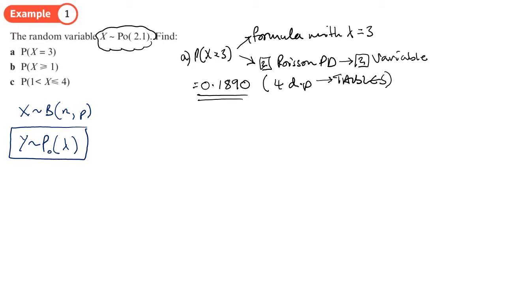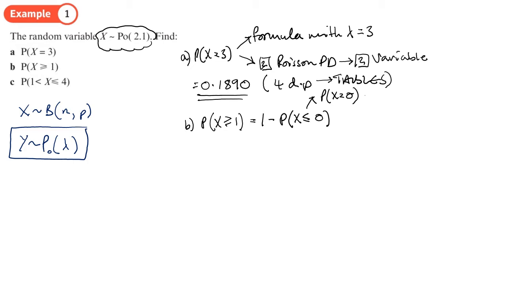Part B. We've got the probability that x is greater than or equal to 1. Just like how we did binomial, because the tables and our calculators only give us cumulative probability up to a value, we need to do 1 minus the other value. So that would be the probability of x less than or equal to 0, or you could just write the probability of x equals 0. That's the only number we're going to take off.